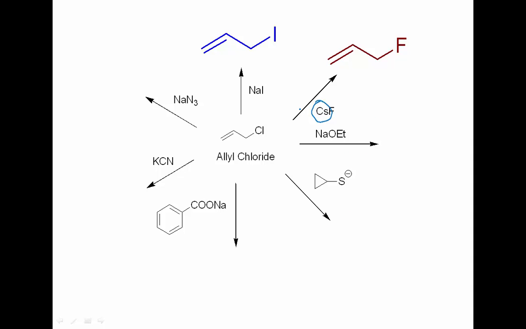Treatment with the alkoxide is going to give us the ether. This is a reaction that we will revisit in chapter 14. It's called the Williamson ether synthesis. Okay.